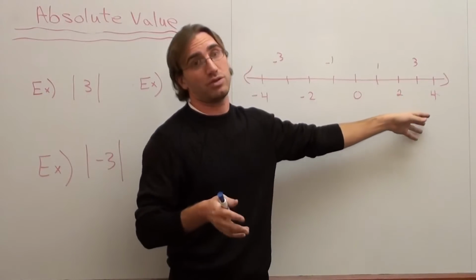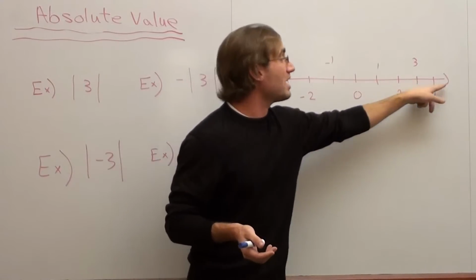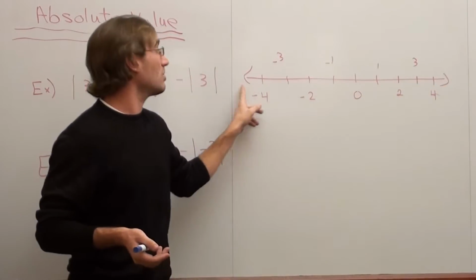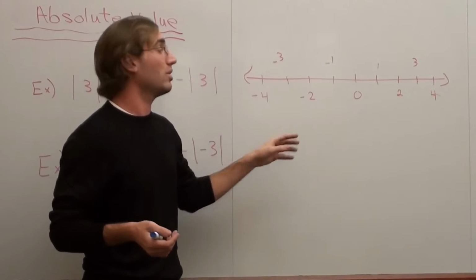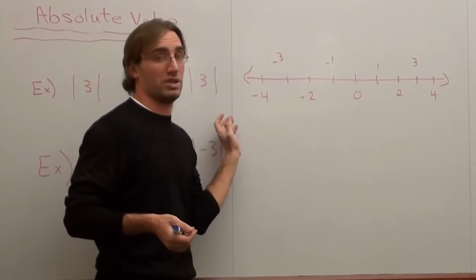I could write more numbers than 4 if I want to, but I just don't feel like it and it takes too much time. But this arrow just means it goes on forever. And the same thing with the left side. The numbers go on forever. Positive numbers go to the right, negative numbers go to the left of 0.